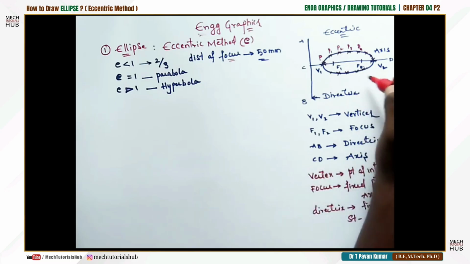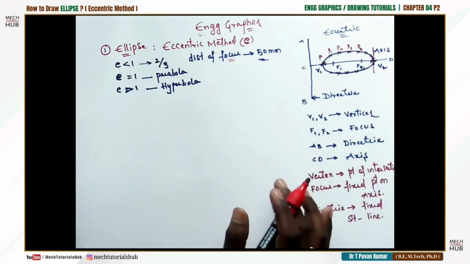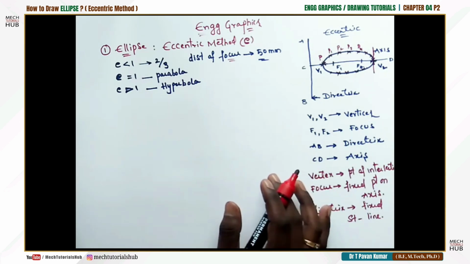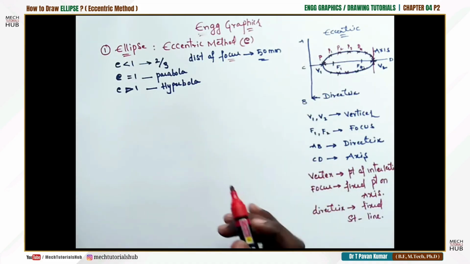We can actually find exactly where you are going to get the V2 also. This can also be calculated. That we'll see when we go with some actual practice. Fine. Now we'll try to draw this particular ellipse by considering a few specifications.